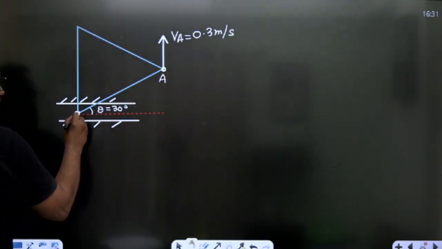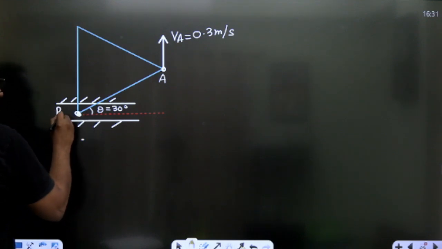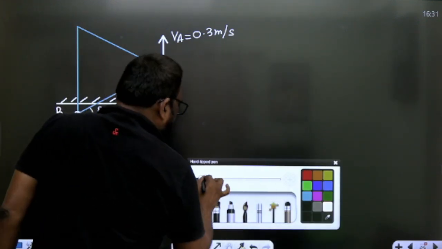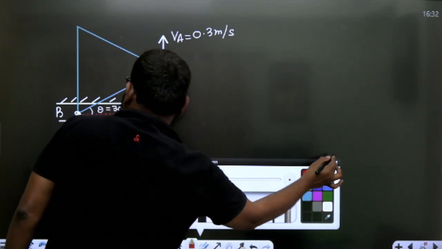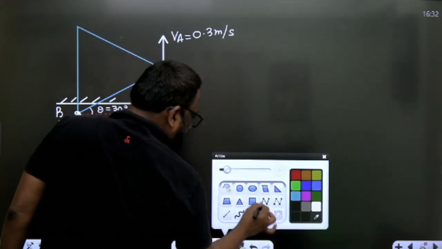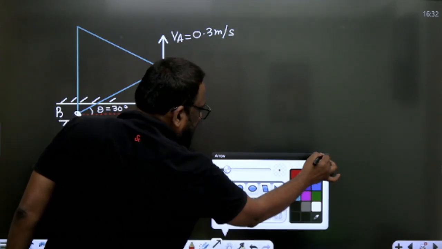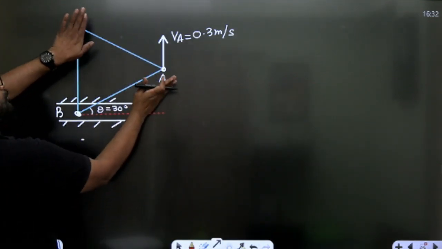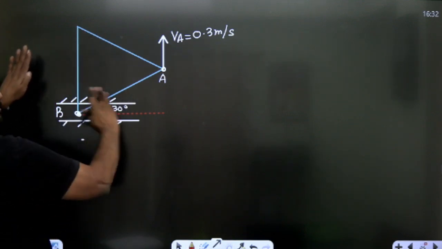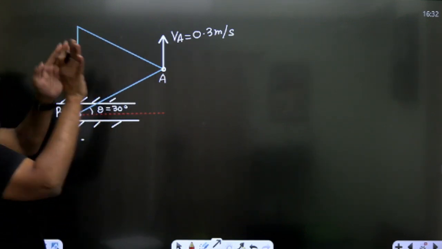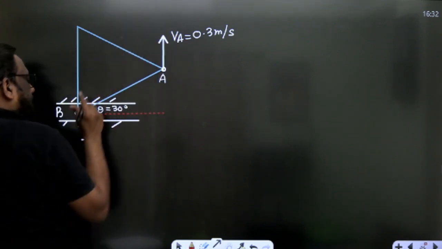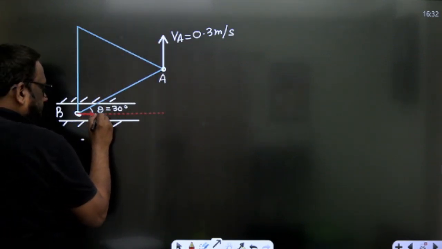Everyone knows this is point B, and he is asking the velocity of this point B. So how do we do it? Just visualize the motion, my dear students. If A is going up, this has to move to the right, because this is completely a single link, the whole plate. It is an equilateral triangular plate. So if this moves up, this will move to the right.